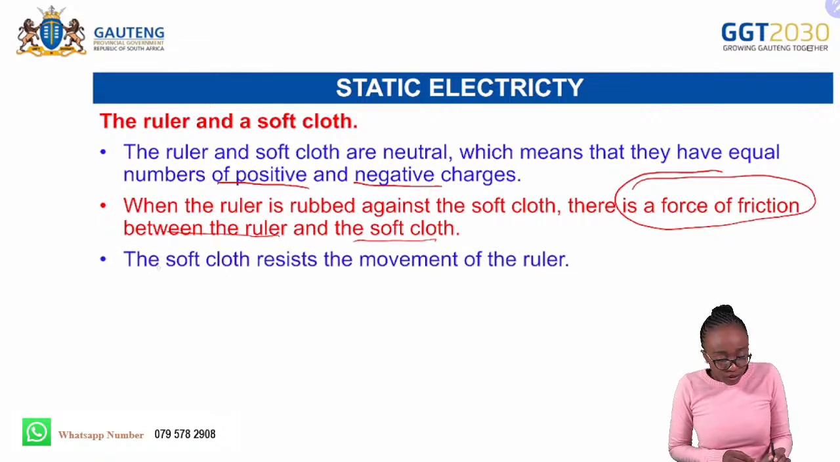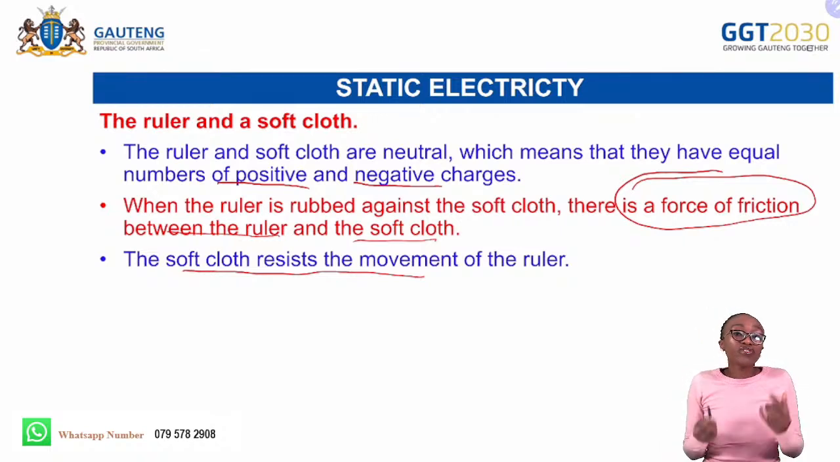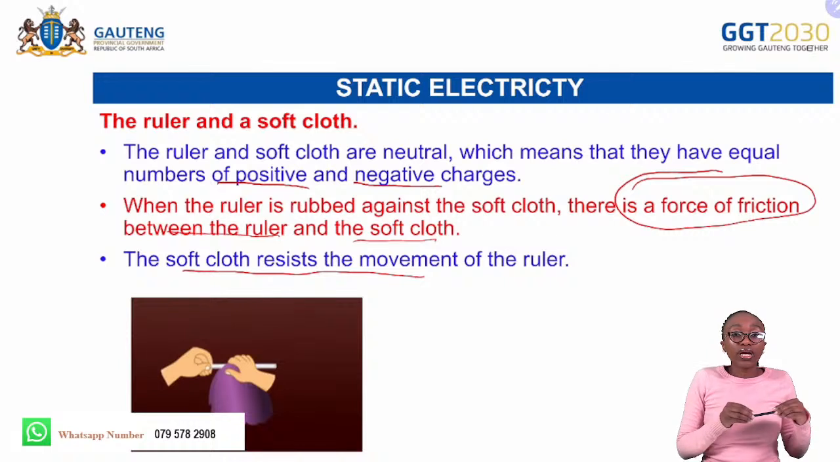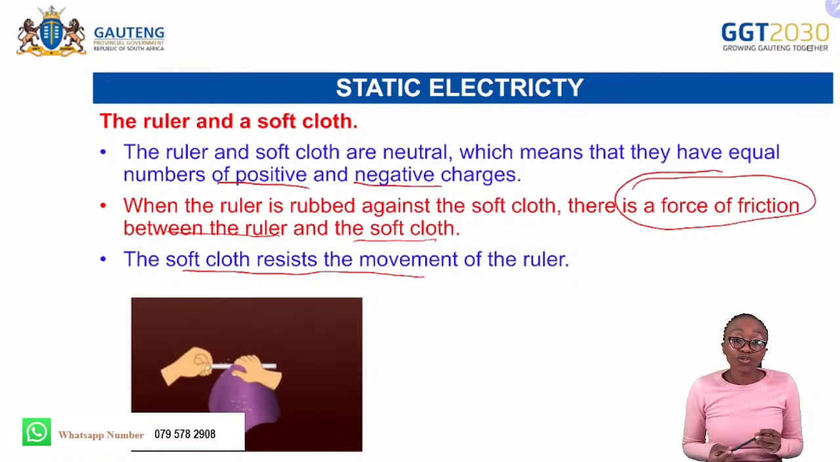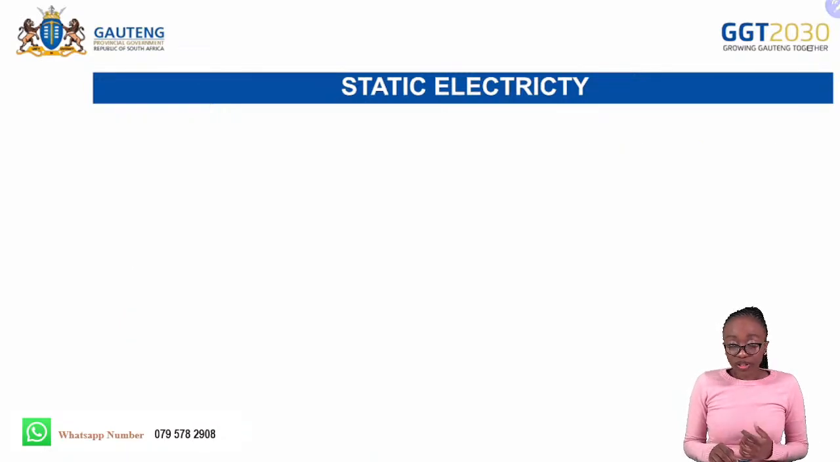Now, the soft cloth resists the movement of the ruler. Remember, we defined friction as a force that resists, that opposes motion. Now, look at the soft cloth and the ruler. As you are rubbing it back and forth, whichever direction you want to use, there's going to be friction.